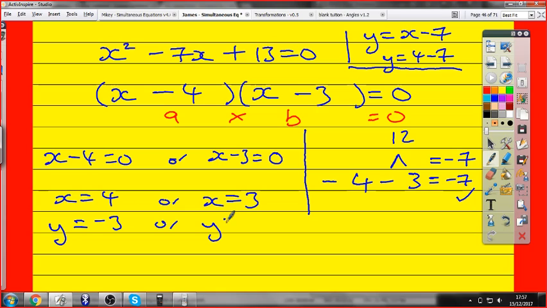When x equals 3, y is minus 2. 3 minus 7? 3 minus 7 is minus 4. That's it. And if you were to write the answers as coordinates, so you had two things.